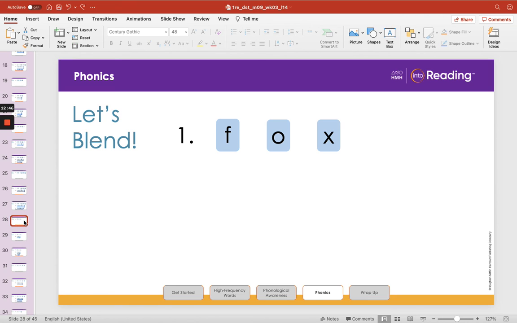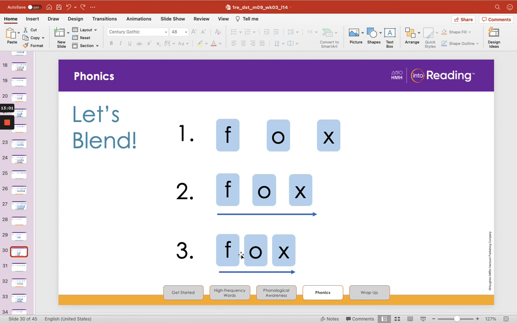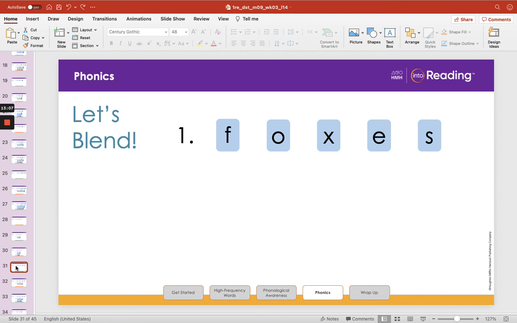Okay, let's try another word. I want you to say the letters and the sounds with me. F, O, X. And blend those sounds with me. Fox. Read the whole word. Fox. Good job. Now, let's add the ES ending. So look at my line 1. Say the letters and the sounds with me. F, O, X, E, S.